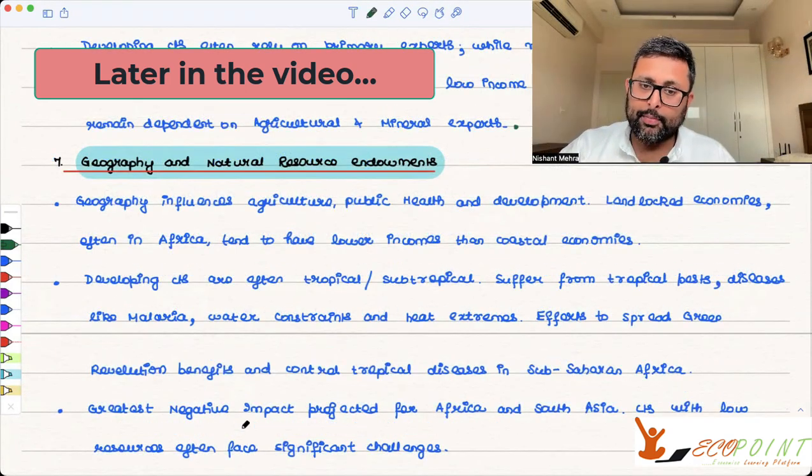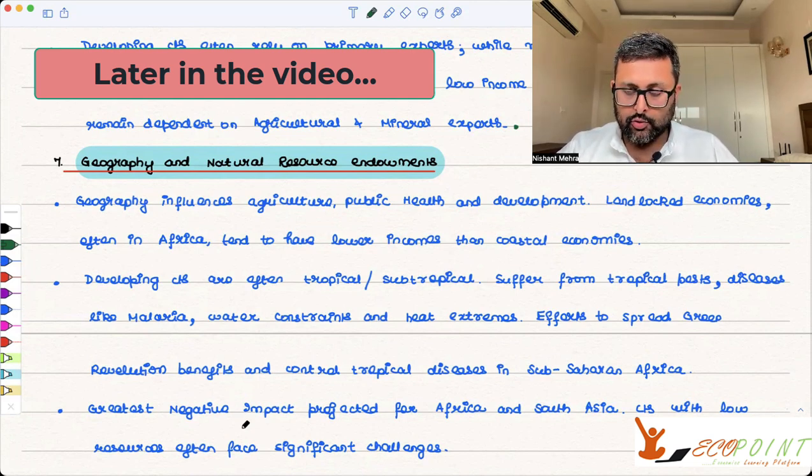Another characteristic of developing countries is geography and natural resource endowment. Understand one thing, geography can affect public health. Many of the developing countries come from tropical or subtropical climates. In these climates, there are more chances of malaria, more chances of tropical pests. There are water constraints, there are extreme heat situations, right? So geography can influence public health.